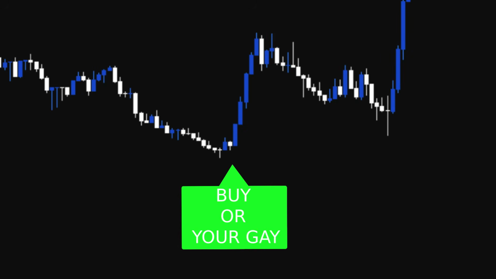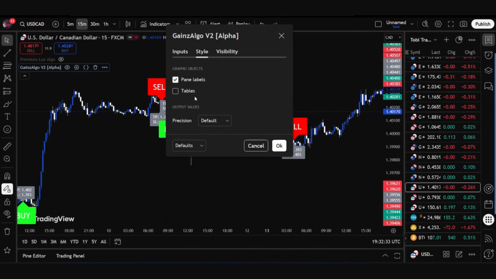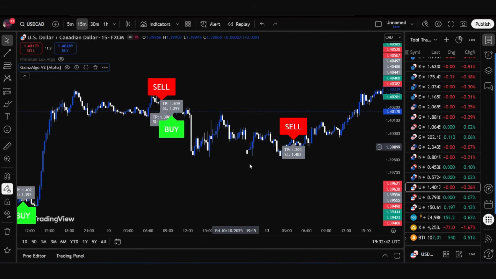So after 7 days of living and breathing by the whims of GainzAlgo Alpha V2, did I make enough to buy that McLaren? No, of course not. Don't be ridiculous. But did I end the week with more pizza money in my account than I started with? No. To be honest, LuxAlgo did a better job at this.